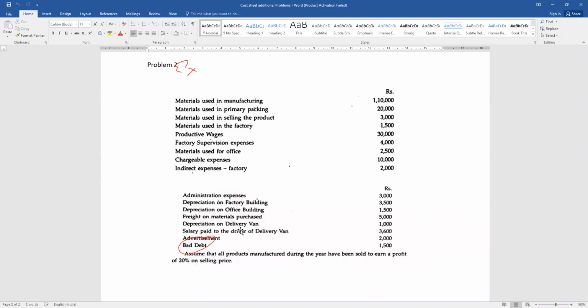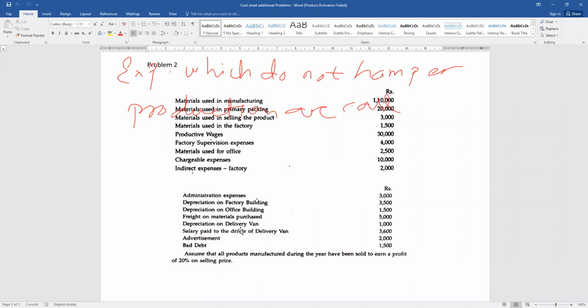The expenses which यहाँ हम लिख सकते हैं, the expenses which do not hamper production are called as excluded items from cost sheet.